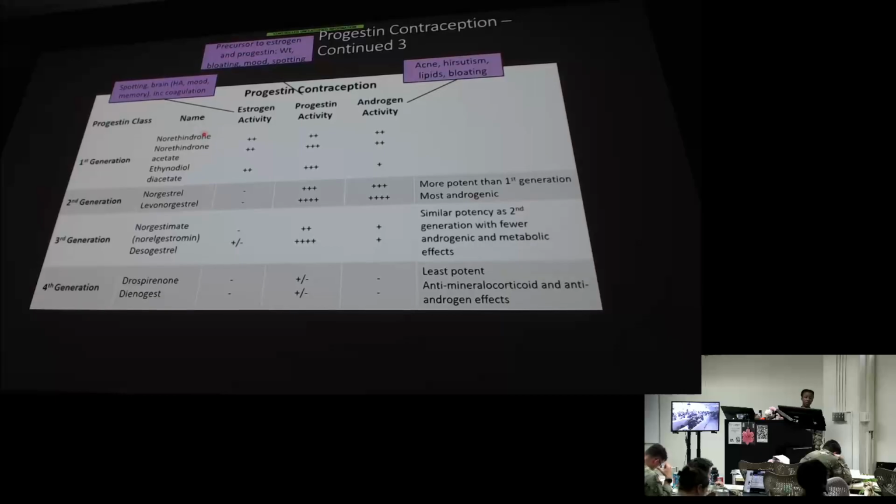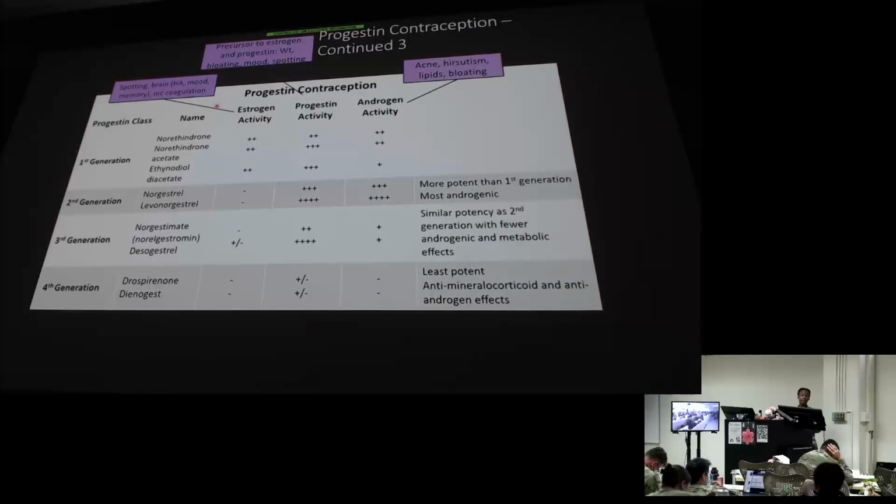So norethindrone and ethinyl is your first gen, norgestrel and levonorgestrel second gen, norgestimate and desogestrel third gen, and your drospirenone and your dienogest. These are some newer ones that are the least potent that we have. So therefore, we get a lot of our anti-mineralocorticoid and anti-androgen effects. We'll talk about these again. We kind of hit on it a little bit when we talk about spironolactone, and when we talk about spironolactone again, you'll see this come up again.